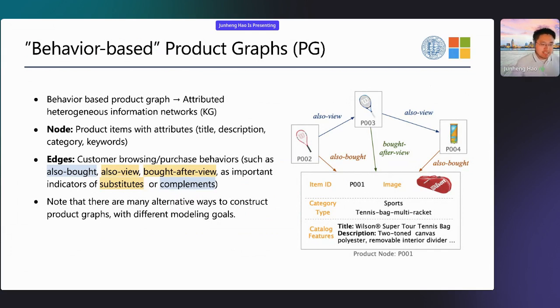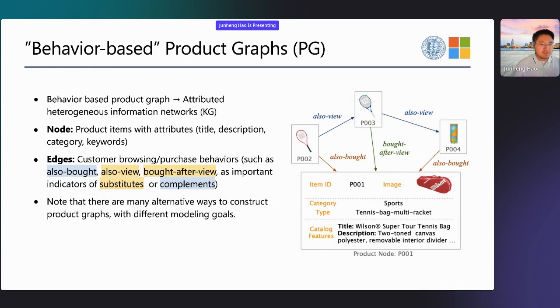The nodes are naturally the item itself, like the product, with features such as categories and types, especially focusing on the types. We will use that later. And also other features like title, description, and even image features. And the edges here, since they are behavior-based, we assume that behaviors like also bought, also view, but after view, indicate customers' preferences or the product relationship in a customer browsing session. So in that case, we use that as a weak supervision signal to indicate their substitutes or complements.